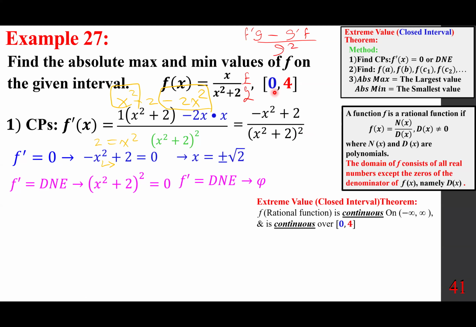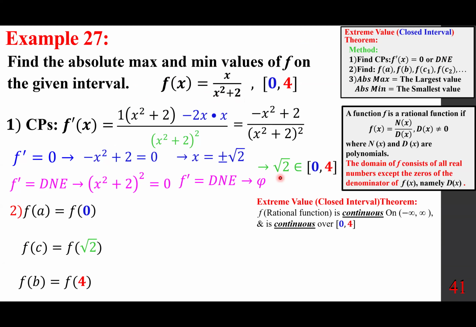Is square root of 2 in between? Yes. Is negative square root of 2 in between? It's negative, no. And by the way, square root of 2 is about 1.41. So we have found all the critical points. We're going to evaluate the original function, this function, at the two endpoints and at square root of 2 as well.